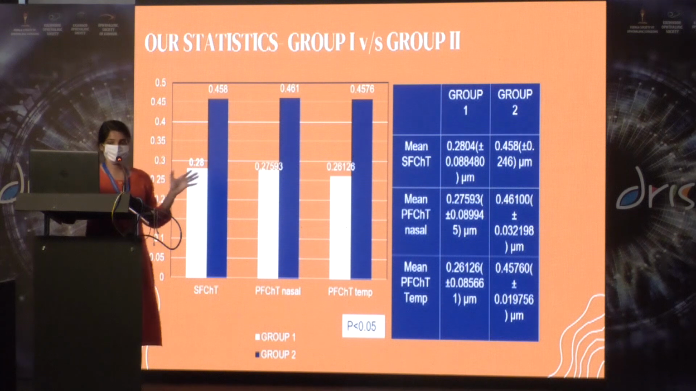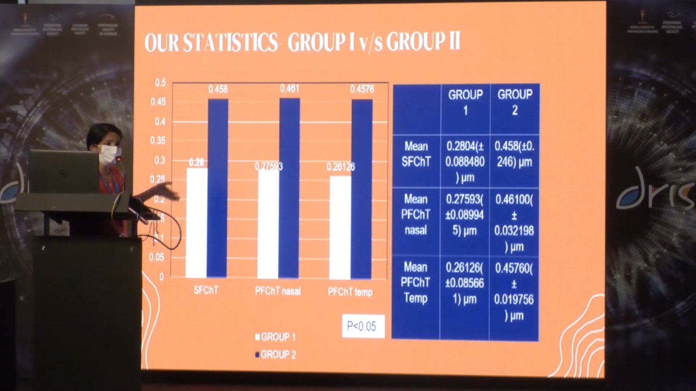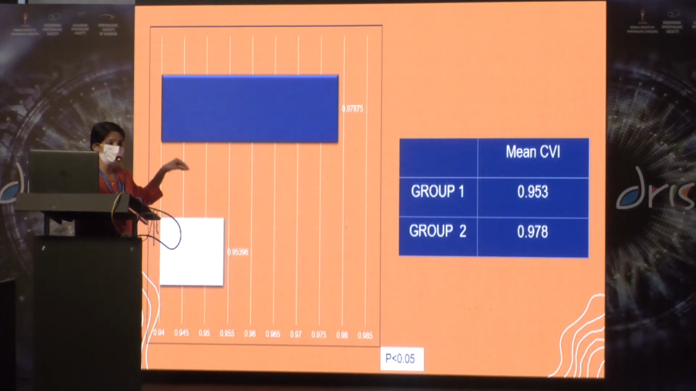And after that, the result we got was the subfoveal choroidal thickness and parafoveal choroidal thickness, both nasal and temporal, were significantly reduced in group 1 with diabetic retinopathy when compared with group 2 without diabetic retinopathy. And a significant reduction was also noted in the choroidal vascularity index with diabetic retinopathy, that is in group 1, when compared with group 2.